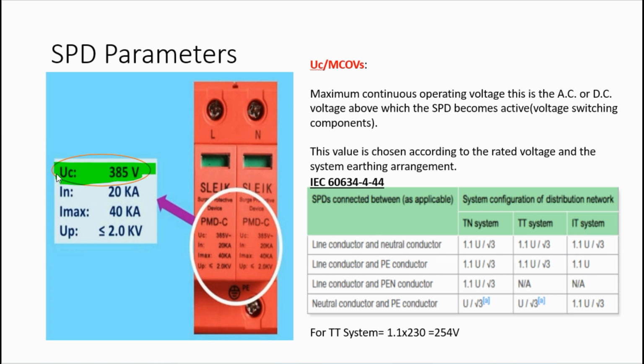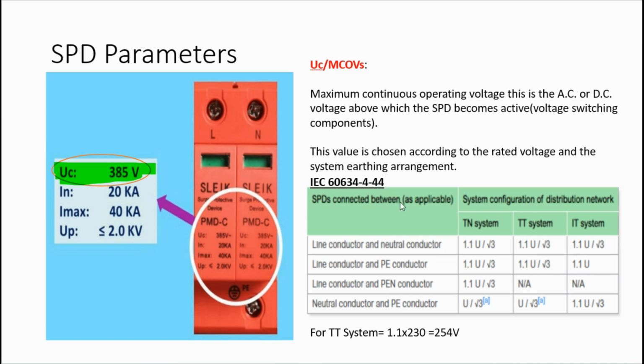What does it mean? It means the SPD will act as a high impedance device unless the transient voltage reaches 386 volt. Then the SPD becomes a voltage switching device, becomes a low impedance path, and suppresses all the transients to the earth.